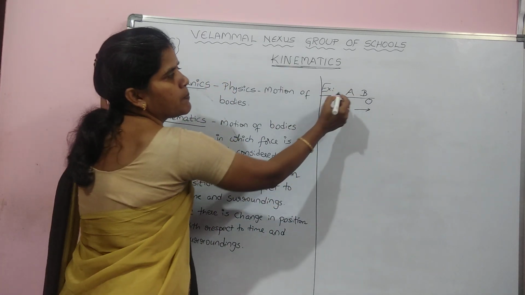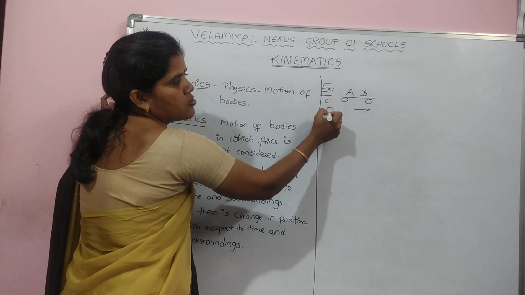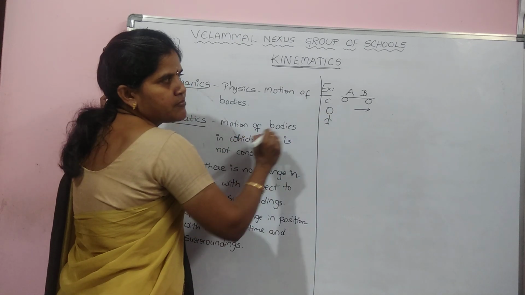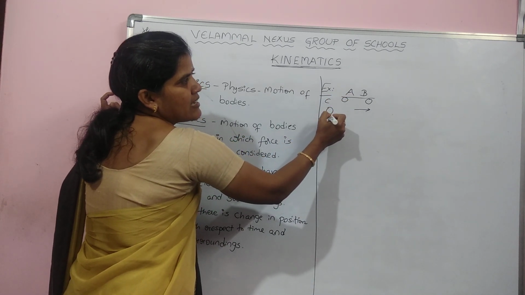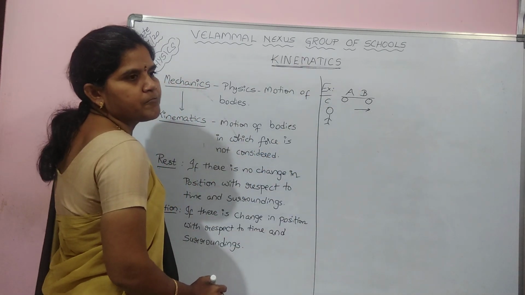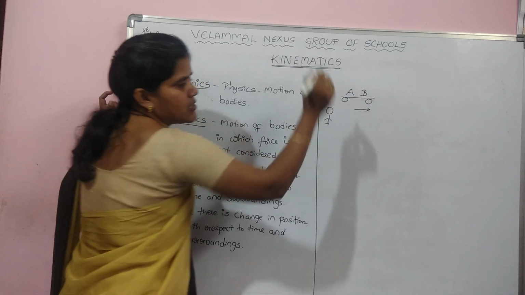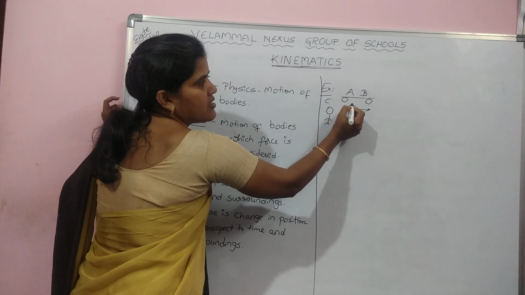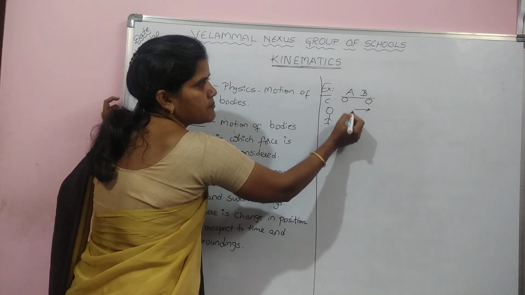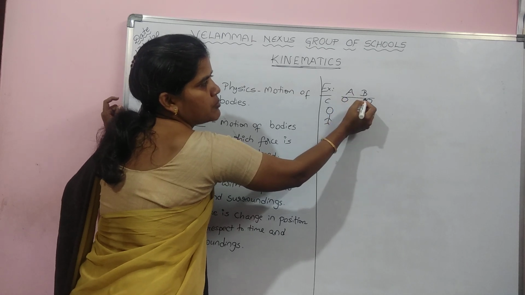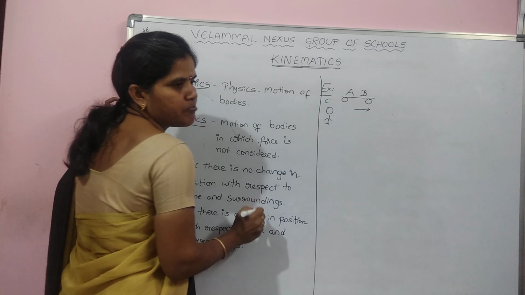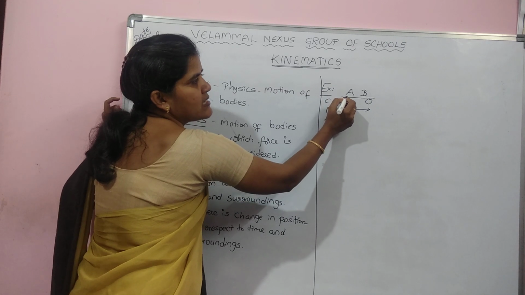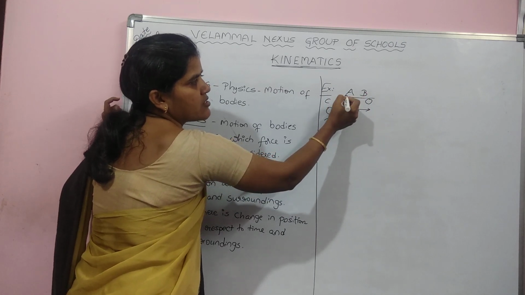Train started moving. A is in motion with respect to C. B is in motion with respect to C. C is in motion with respect to A. C is in motion with respect to B. I'll make it very clear, children. When the train is in rest position, A is in rest with respect to B, B is in rest with respect to A. When the train is moving, then also A is in rest with respect to B, B is in rest with respect to A.